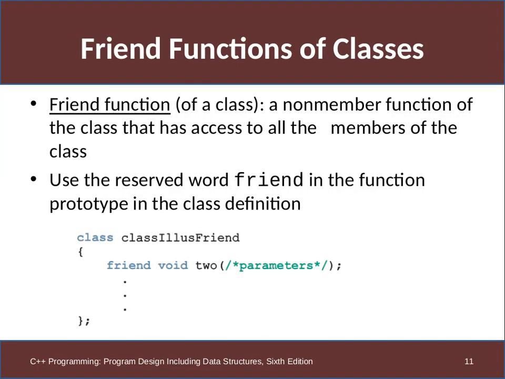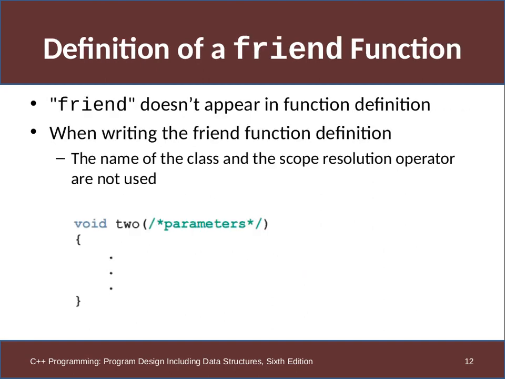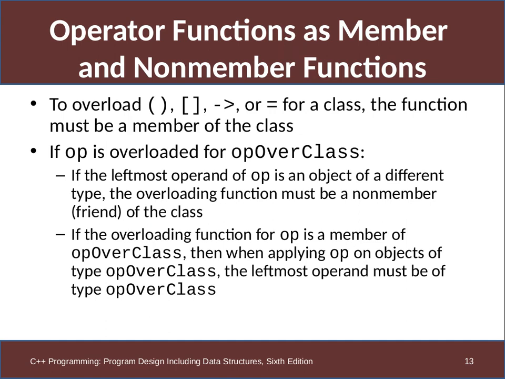Friends, don't use friends. Friends are bad. Yeah, don't have friends in C++. We're definitely jumping out of this because it's not good. Oh, look, you can overload parentheses, subscript, arrow, or equal. Huh.